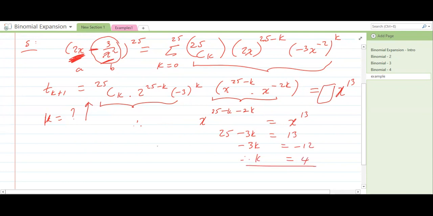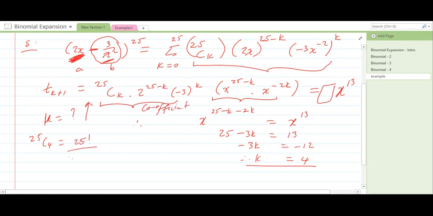Now, if k is equal to 4, we can just substitute it in here. 25 minus 3 times 4, which is 12, we will get x to the power 13. We just need to recover what is the coefficient. So the coefficient is 25 choose 4. Let us find the value of 25 choose 4. The coefficient is this entire thing here.